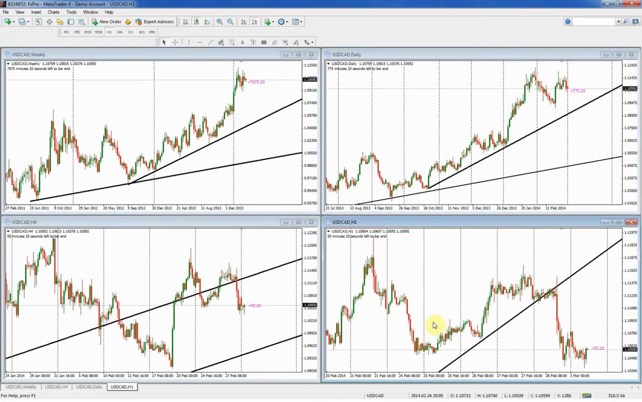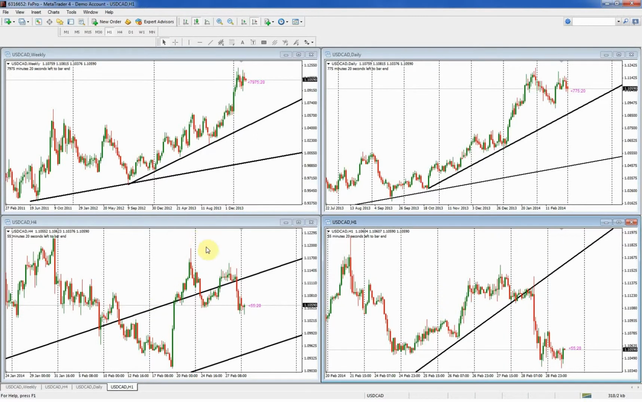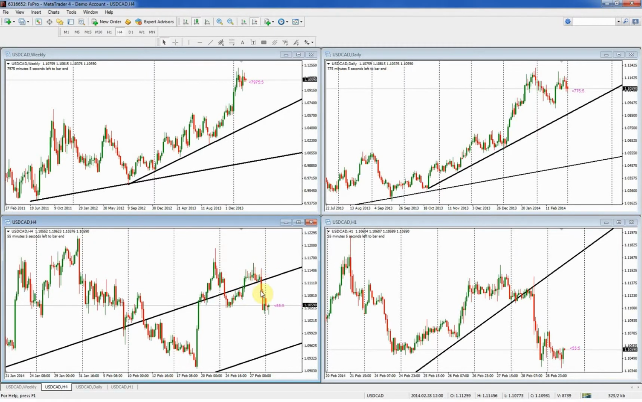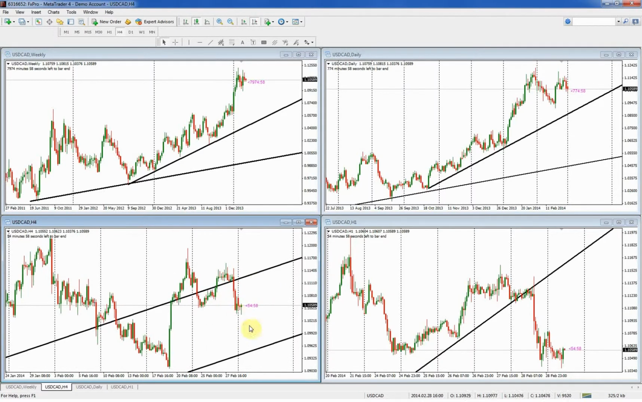The US dollar Canadian made double tops on the 4-hour, closed below the 110 support, bounced back and failed again. So this looks like we will likely be seeing another down move, perhaps towards the support line coming up at 940s.